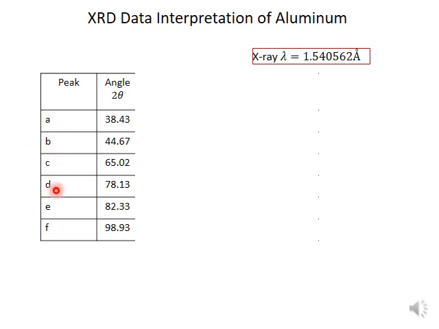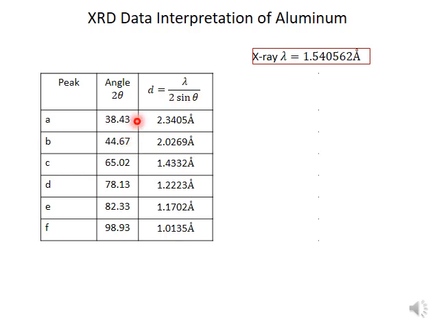I arrange these peaks in ascending order, A, B, C, D, in terms of ascending 2 theta degrees, shown here. This information I already have. Now I can use the Bragg condition to find the interatomic distance, D, where D is simply given by lambda over 2 sine theta.